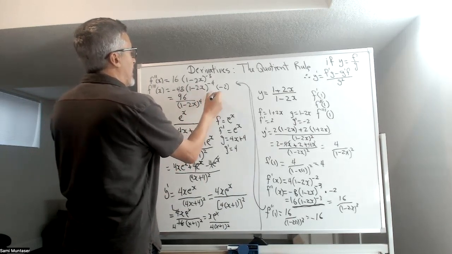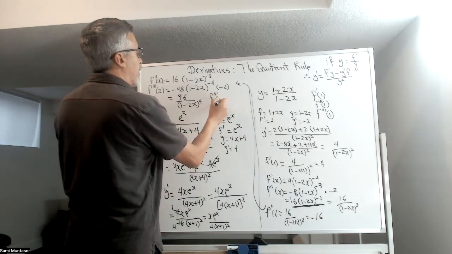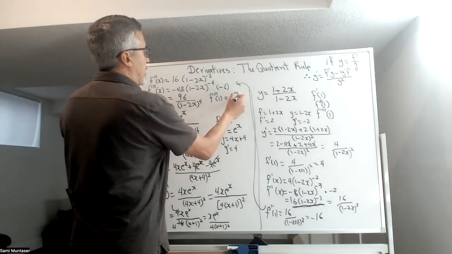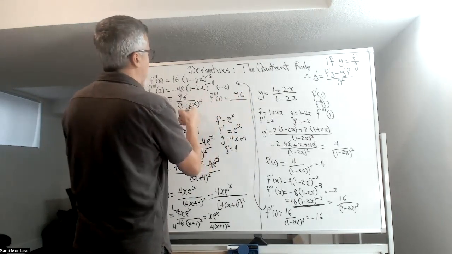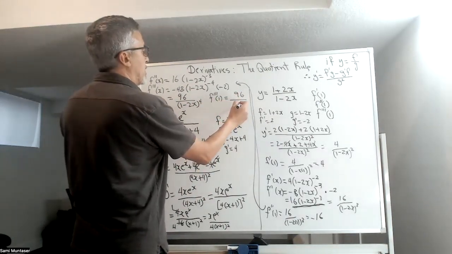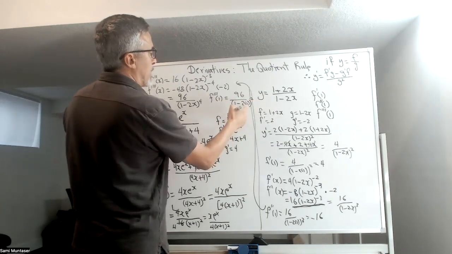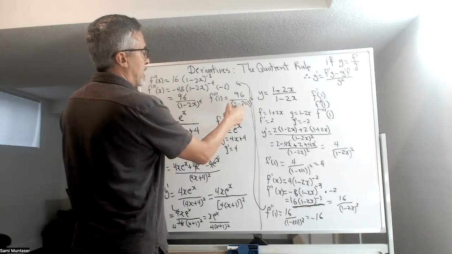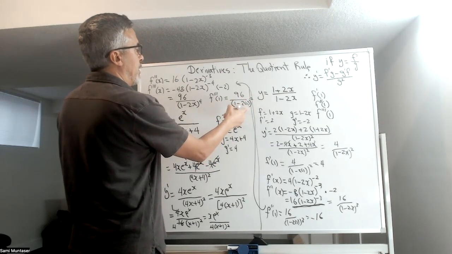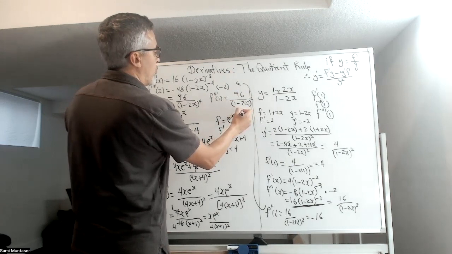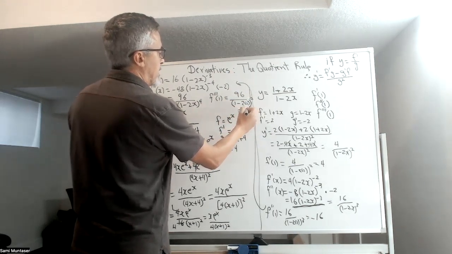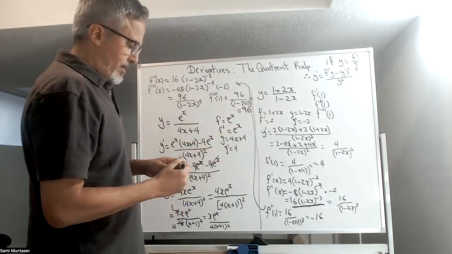Now we're going to do the f triple prime of 1. And I'm going to sub in the 1 for the x there. So 1 minus 2 times 1, to the fourth. 2 times 1 is 2. 1 minus 2 is negative 1. Negative 1 to the fourth is going to be positive 1. 96 divided by positive 1 is 96. And that is the final answer for this.